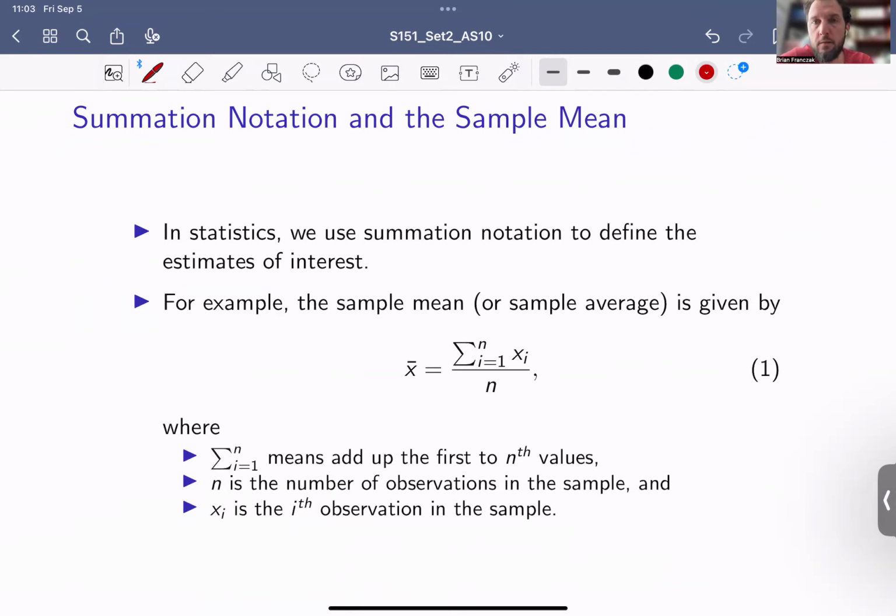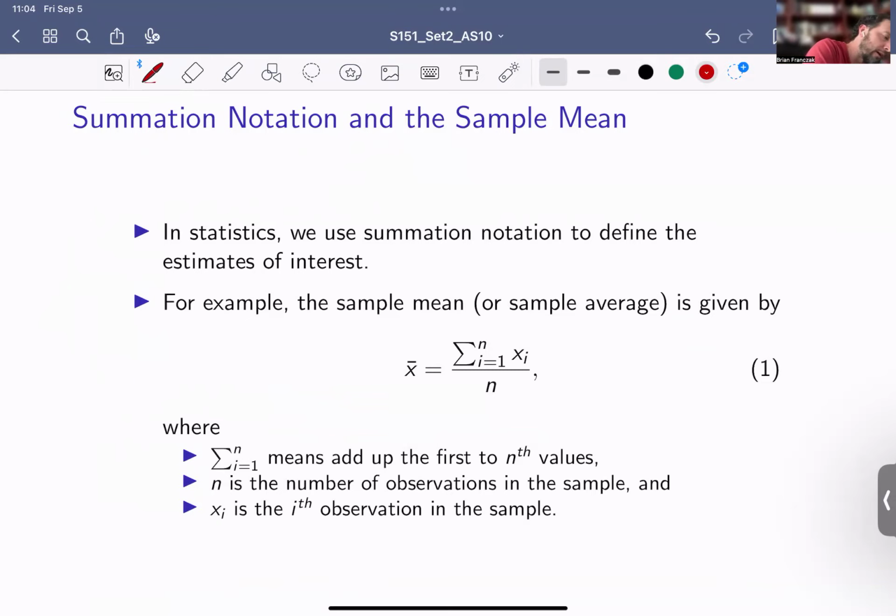Now remember that the mean in all contexts is simply the addition of all of the values in the data set divided by the number of values. That never changes. So the mean is always adding all the values up that you have and dividing by the number of values. So the formula that's shown in equation 1 here is literally communicating that concept.